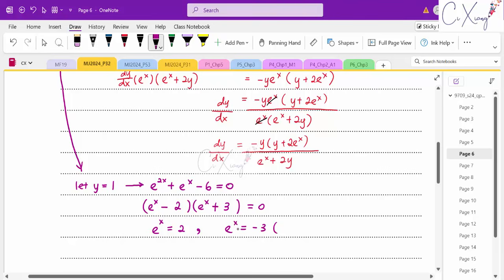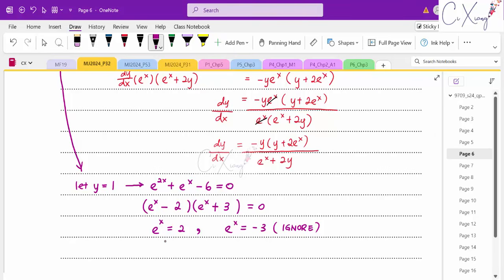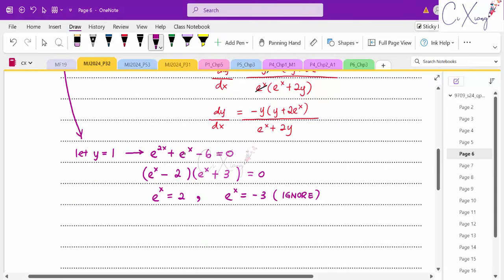E power x equals negative 3. You won't get any solution for this part because the graph for e power x is always positive. Alright? Then for e power x equals 2, I think you no need to purposely go and solve for the value of x because if you have a look at the dy dx here, you need the value of e power x. So you can directly substitute 2 into your equation later. Right? Okay, so now I successfully get the value of x and also the y when y equals 1.